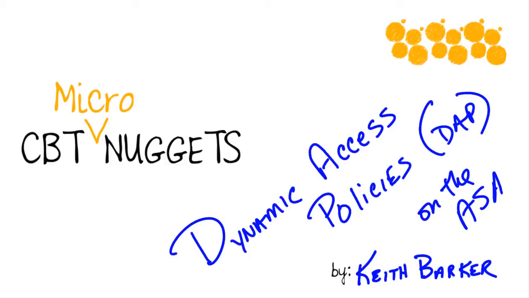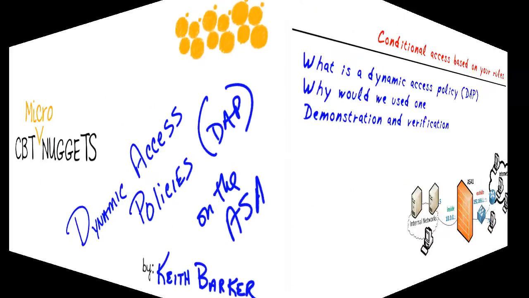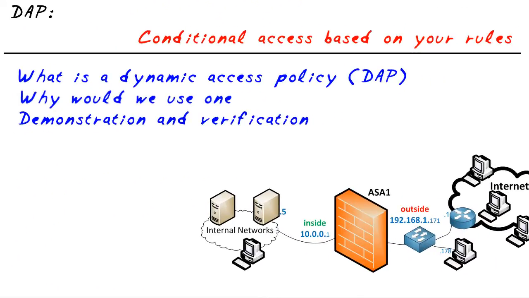Dynamic access policies that we can implement on the ASA. Let's begin. I want you to imagine that you and I are sitting at the office, we're having a chat, and all of a sudden both of our cell phones start vibrating, and we both get text messages that there's some new worm making its way across the internet at blazing speed.